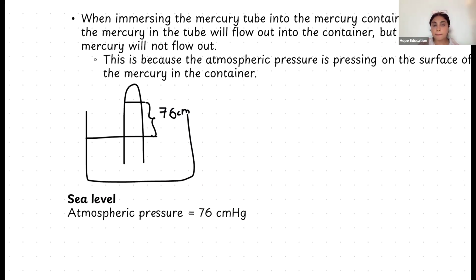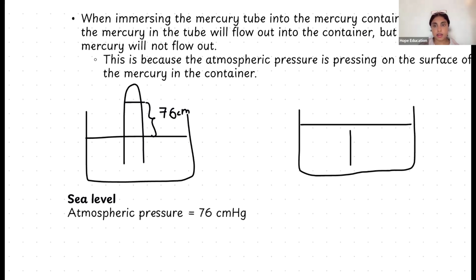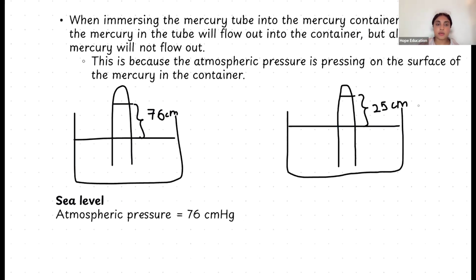Now if we take this setup to Mount Everest, hypothetically what will happen? The tube will immerse more. The tube itself goes further down, and only about this much will be left. So this would be, let me get the exact value, 25 centimeters. Okay, so depending on the atmospheric pressure at different locations, this tube will move up and down. At sea level, the tube will be up. At Mount Everest, it will go down, right?